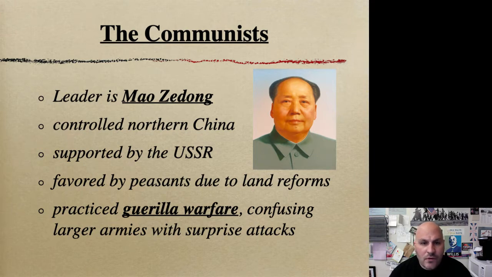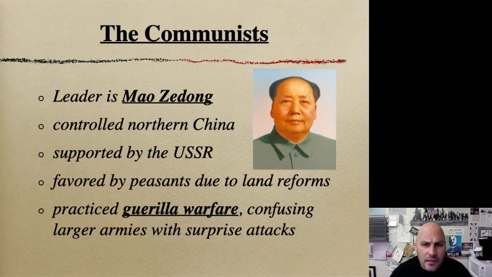So we want to know here on the slide, Mao is the leader of the communists in northern China. He's supported by the Soviet Union because the Soviet Union, remember, wants to have as much communism spread all over the world as they possibly can, because that means they have supporters, they have allies that will help them in their battle against the democratic forces of the United States. They're going to be supported by peasants.